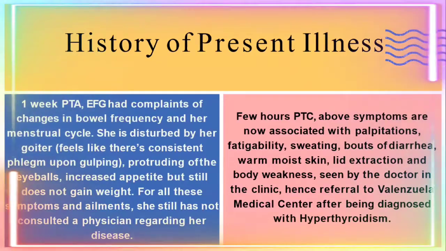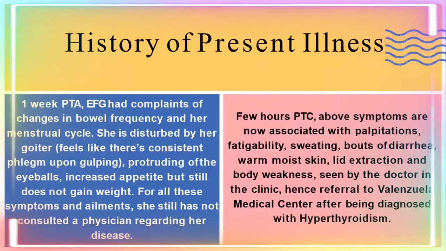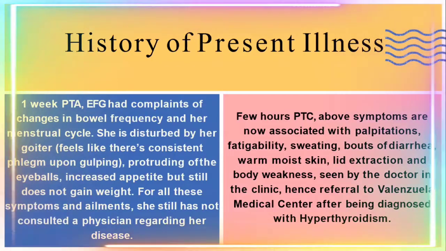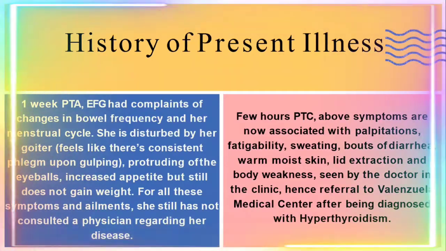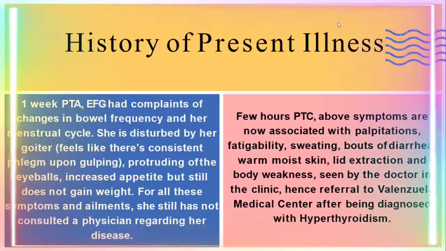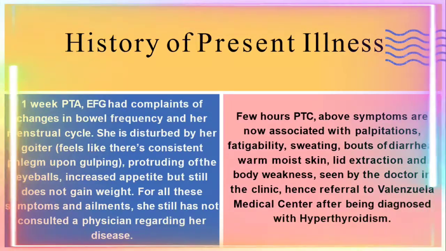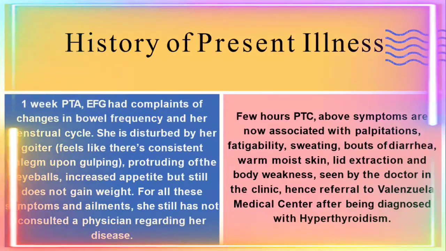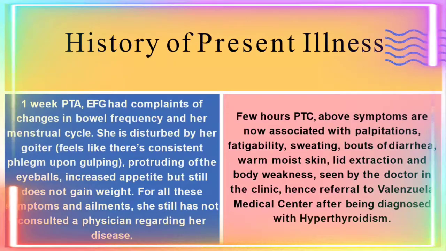For the history of present illness, 1 week prior to admission, EFG had complained of changes in bowel frequency and her menstrual cycles. She is disturbed by her goiter, feeling like there's consistent phlegm upon gulping. Protruding of the eyeballs, increased appetite but still does not gain weight. For all these symptoms and ailments, she still has not consulted a physician regarding her disease.